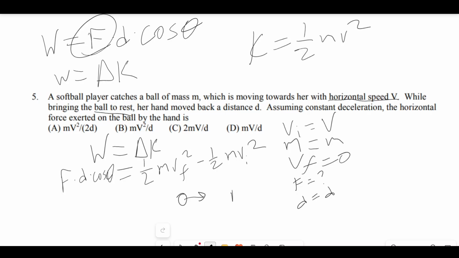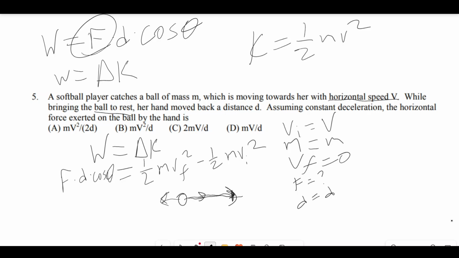And here we can have the softball player's hand. Once the ball comes in contact with the ball, it is going to keep moving. Right here, her hand moves back, so the ball is going to move this way, actually. Because as the ball's pushing on it, it's going to move in the opposite direction. So we know that the force is acting this way, but it's going in the opposite direction.